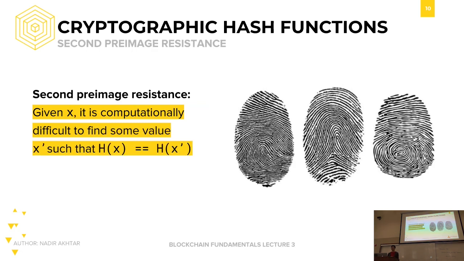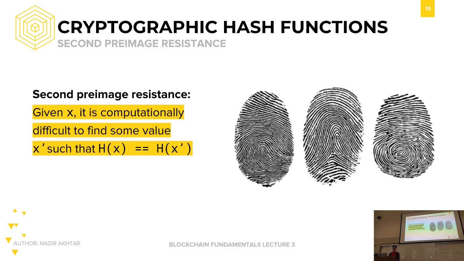So second, we have this idea of second pre-image resistance. Given x, it is computationally difficult to find some value x prime such that they have the same hash, right? You don't want someone to generate some input that will masquerade as your input.